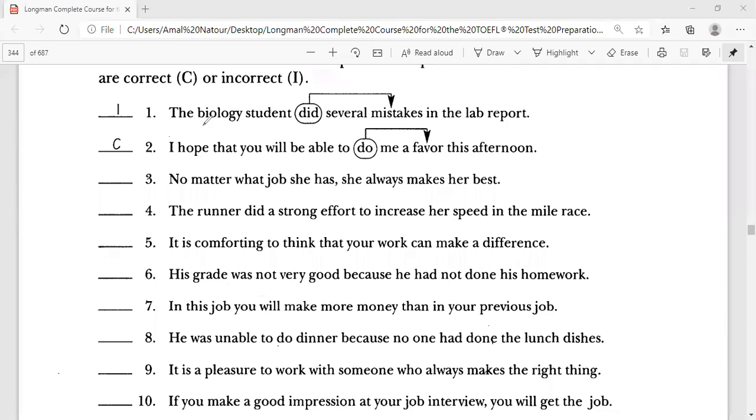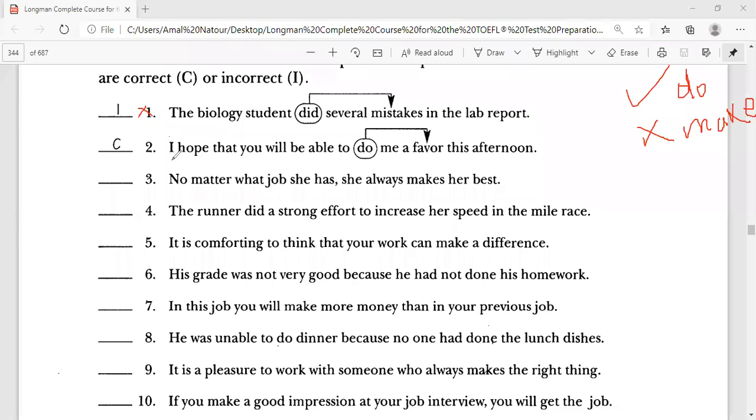The first one: the biology student did several mistakes. I've said that the mistake, you make it, but the right thing, you do it. When it is right, you do it. But when it is a mistake or error, you make it. And this is very important. Okay? Then this is wrong. I have to say she made, or the student made several mistakes. Then this is wrong.